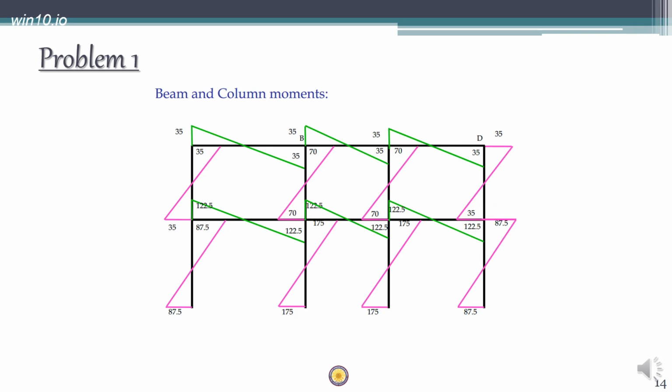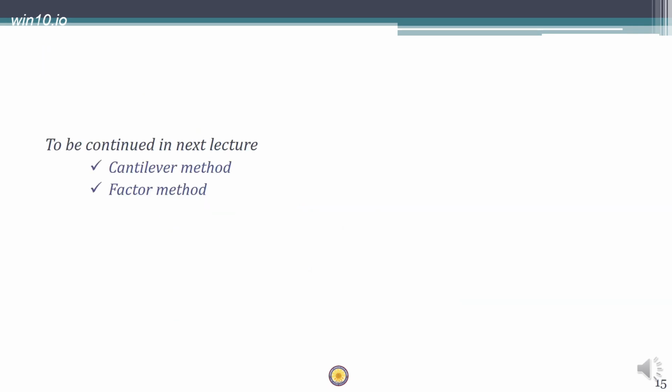So that's it for today's lecture. In the next lecture we will see the other methods of approximate analysis, which are the cantilever method and the factor method.